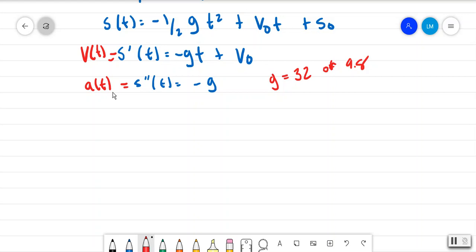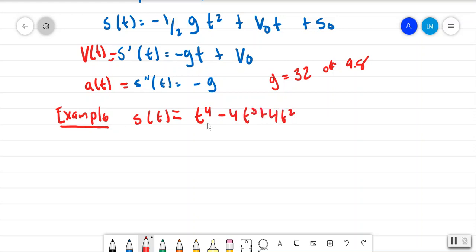Now, one way we can look at this is by taking an example. Let's say we look at a position function defined as follows: t to the fourth minus 4t cubed plus 4t squared. Let's say we just want to find the derivative. So s prime of t is equal to 4t cubed minus 12t squared plus 8t.